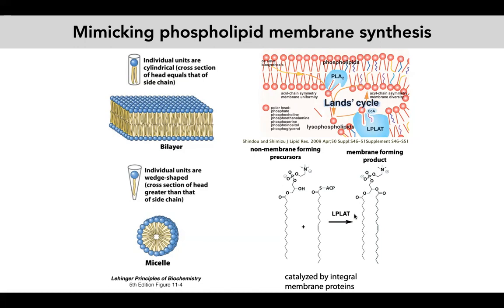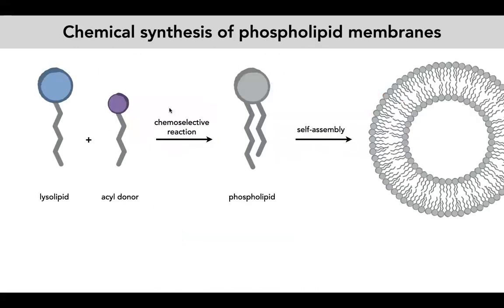Maybe we could try to mimic this step, not enzymatically, but non-enzymatically using organic chemistry. And so again, that's really the simple idea here: you take two single chain precursors, use chemoselective chemistry to make a double chain product, and that's going to lead to a compound that can self-assemble and form membranes.